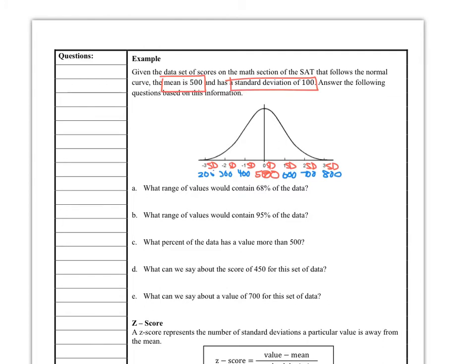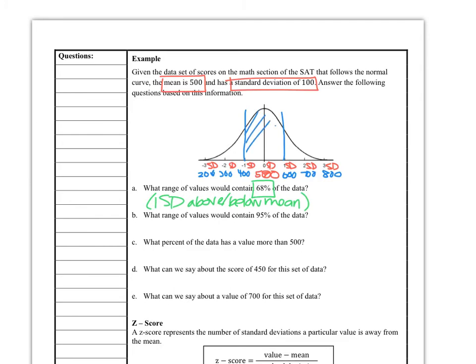So again, 95% of the data lies within 2 standard deviations, 99% of the data lies within 3 standard deviations, and therefore 68% of the data lies within 1 standard deviation. So first I'm just going to remind myself 1 standard deviation above/below the mean before I answer this question. So I'm looking at 1 standard deviation below and 1 standard deviation above. What range of values contains 68% of the data?